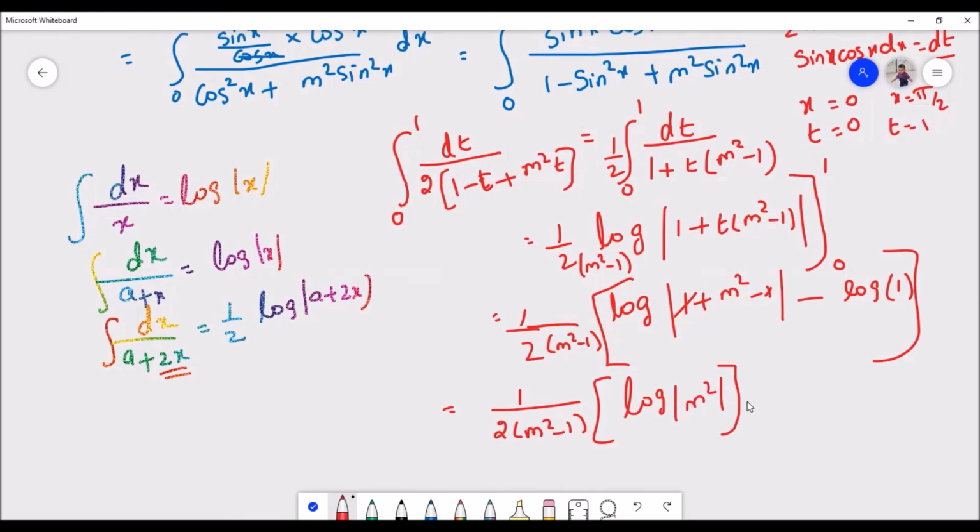So one small logarithmic simplification we can do. Log m square can be written as 2 log m, then 2 will get cancelled. So we will get the final answer as log mod m divided by m square minus 1. Hope you all understood what I have done. That is how I have solved this problem.